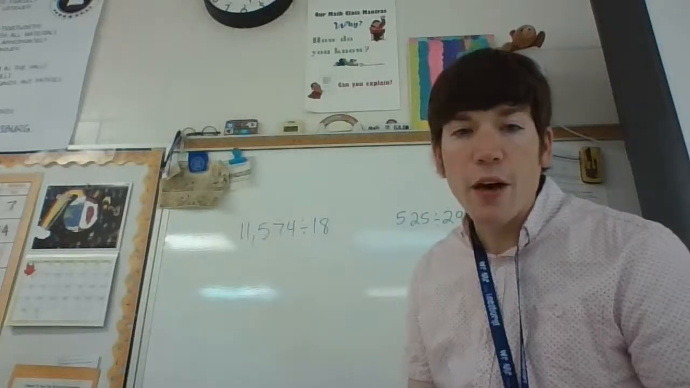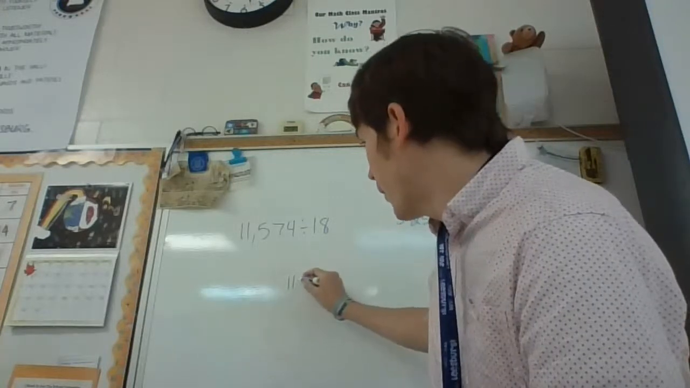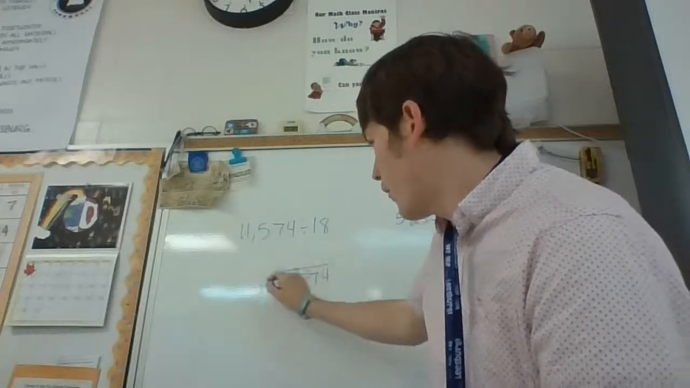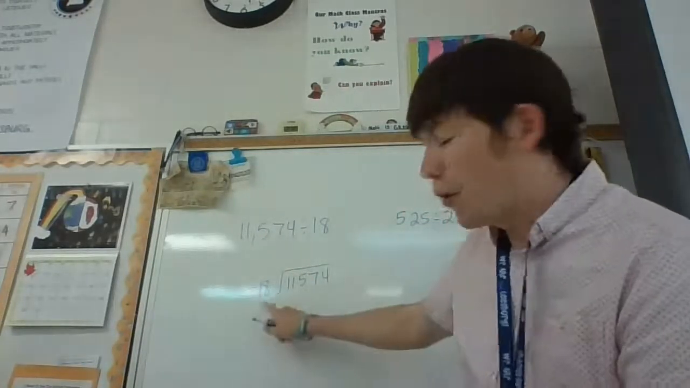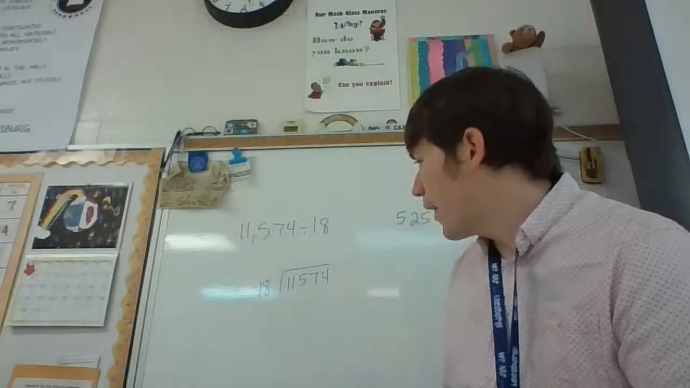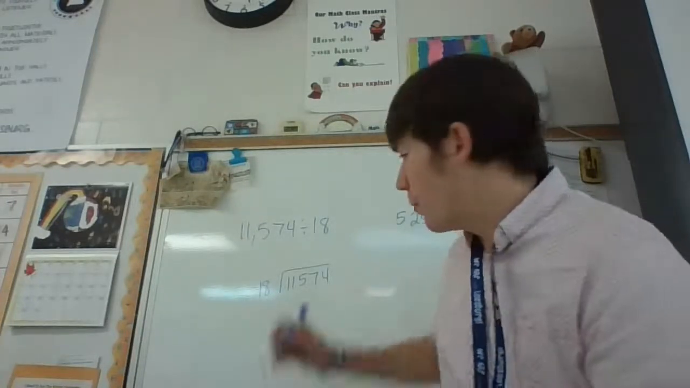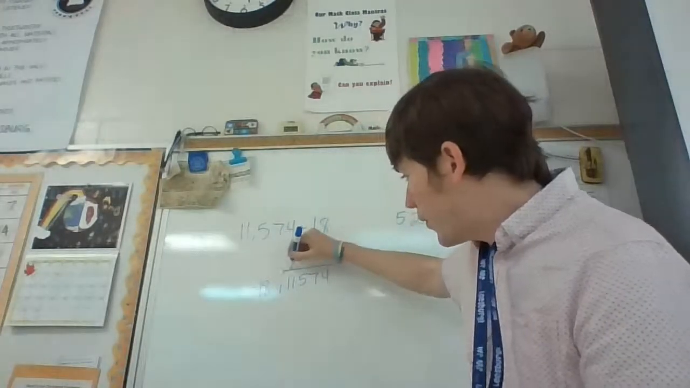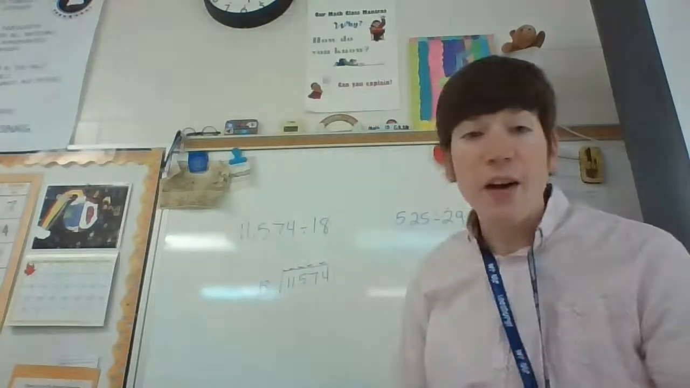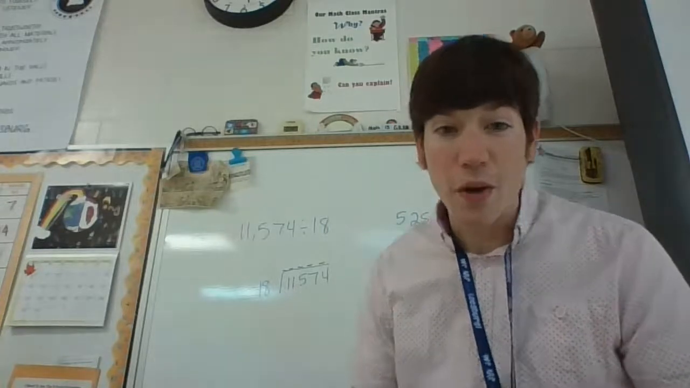So remember, whichever number we are dividing up always goes inside our symbol here, 11,574. And whatever number of groups we're dividing it into goes on the outside of our symbol. Now we have, again, 11,574 divided by 18. Most of the time, I like to start off with my place values. So I'm going to put 10,000s, 1,000s, 100s, 10s, and 1s. I know that I have 5 place values there, so I want to put something in all of those, even if it's just a 0.